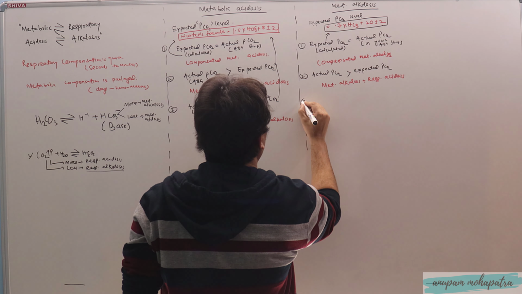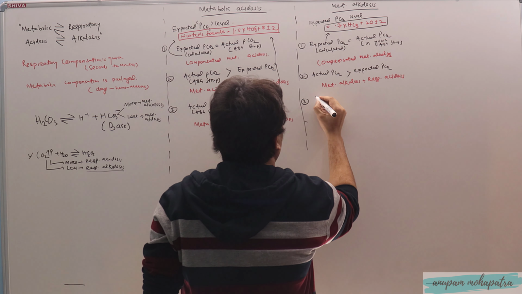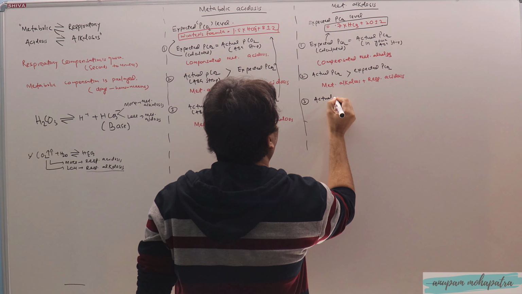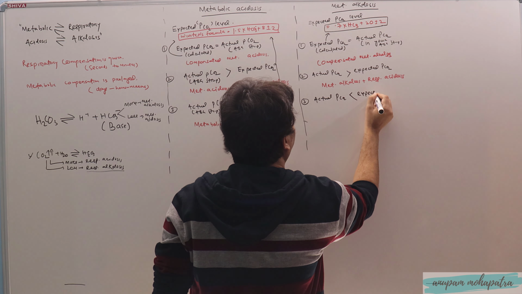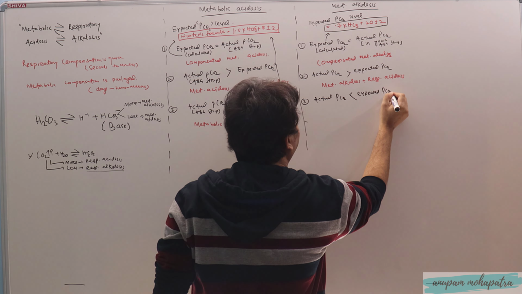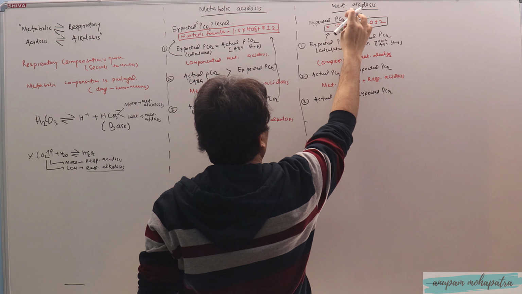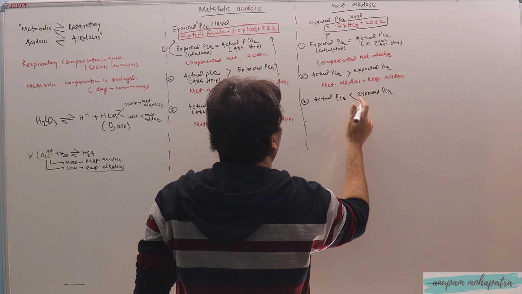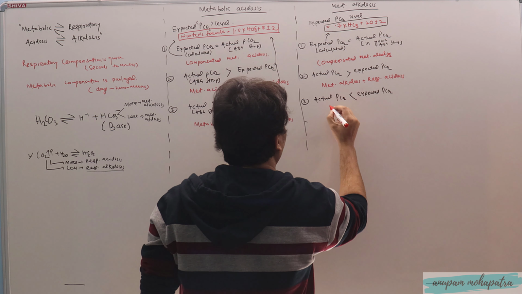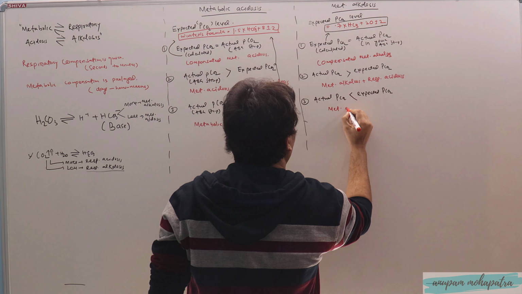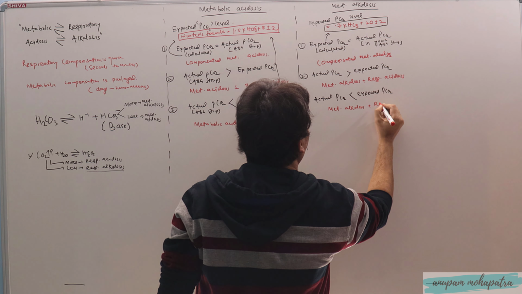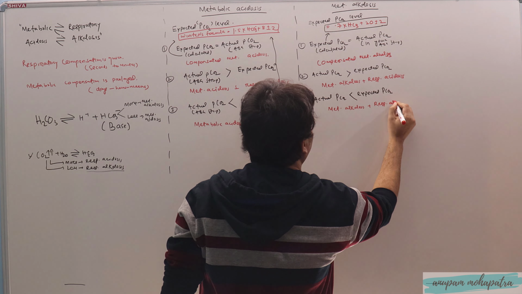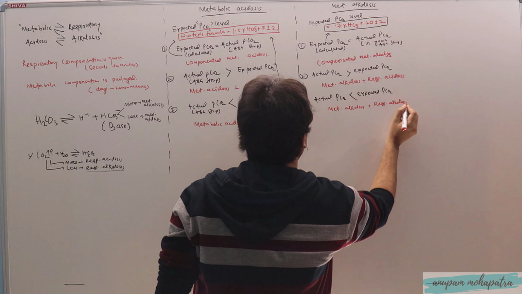Third scenario, if actual PCO2 is less than expected PCO2, that means the body cannot produce an acidosis to compensate for alkalosis, then it will be metabolic alkalosis plus a respiratory alkalosis, right?